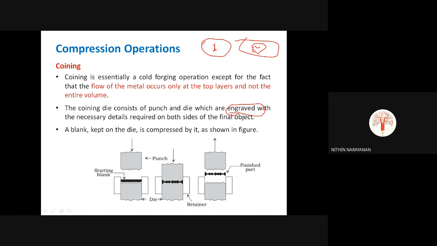A blank kept on the die is compressed by the punch, as shown in the figure. So here we are applying compressive force on the die, to get the shape we want on the surface. Here on the top side, the 1 rupee may be engraved, and on the second side, if it is the picture of the map of India, that will be engraved there. When we apply the compressive force, the images engraved on the die and the punch will be made on this sheet metal, or this blank. Then we finally get the finished part. So that is what happens in this type of coining operation.